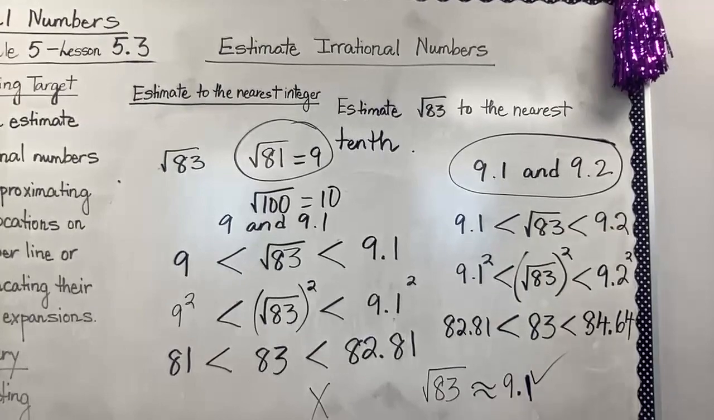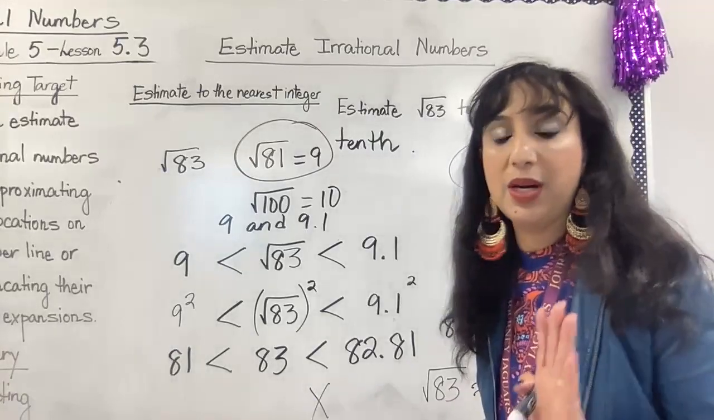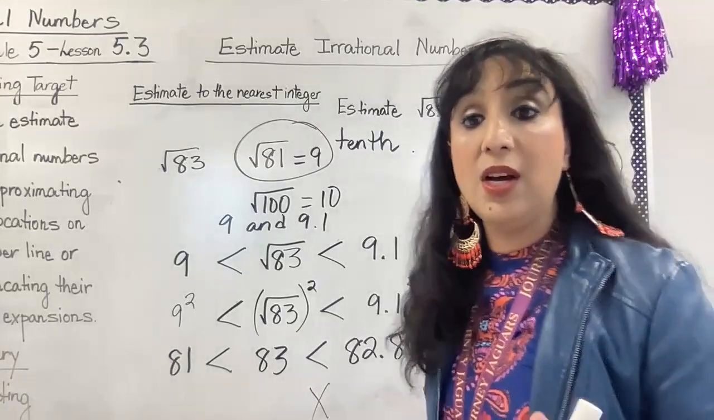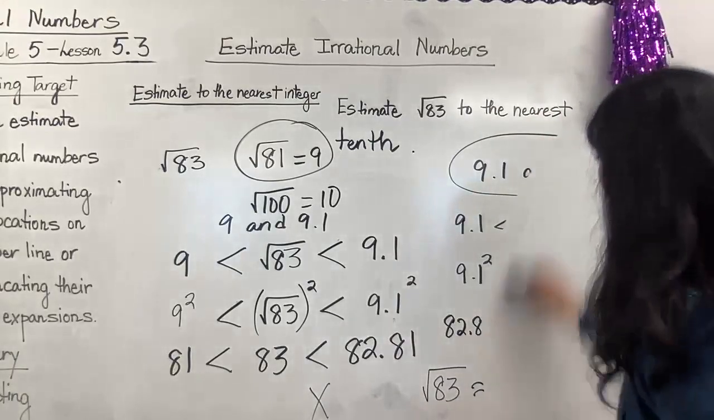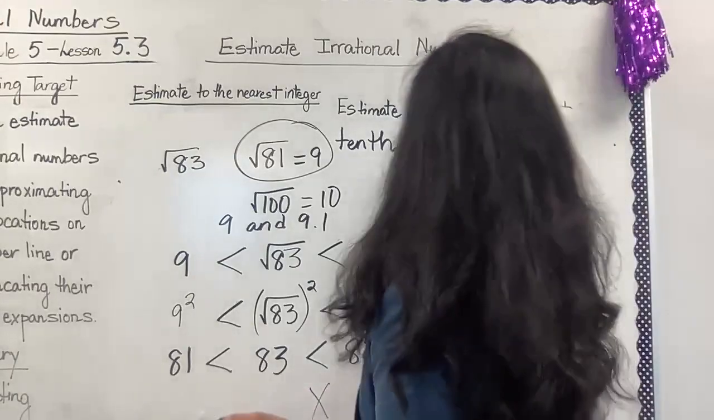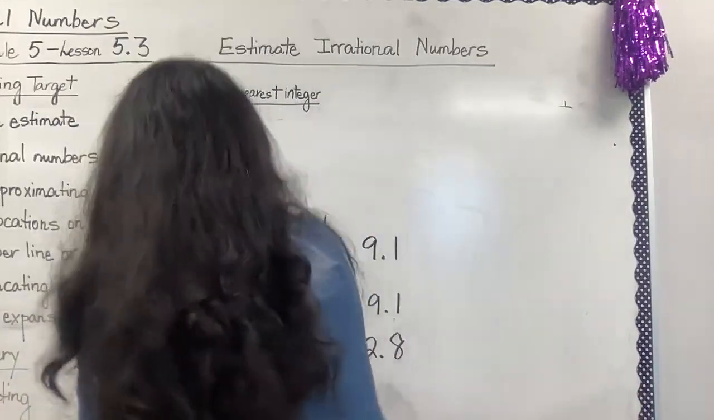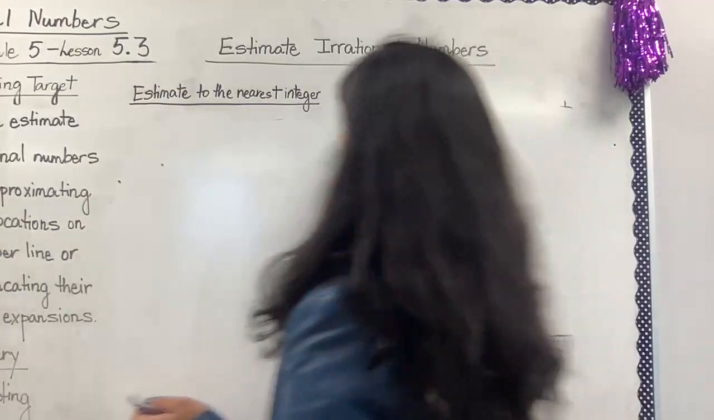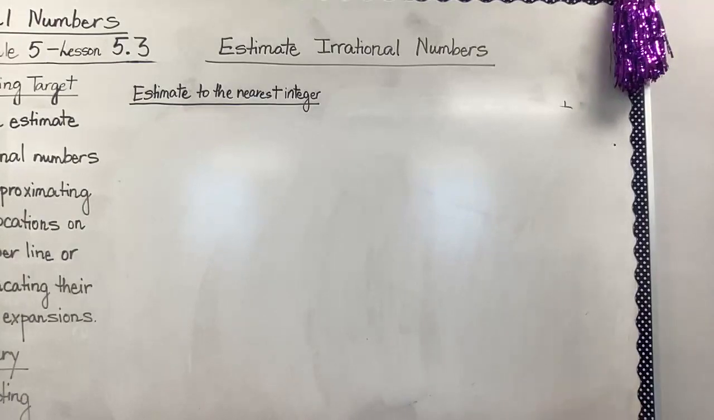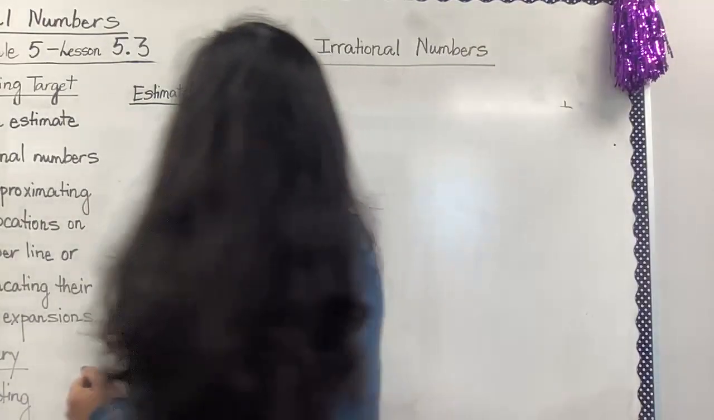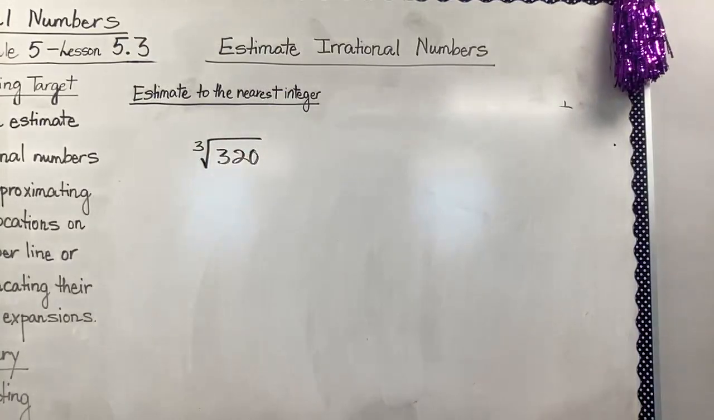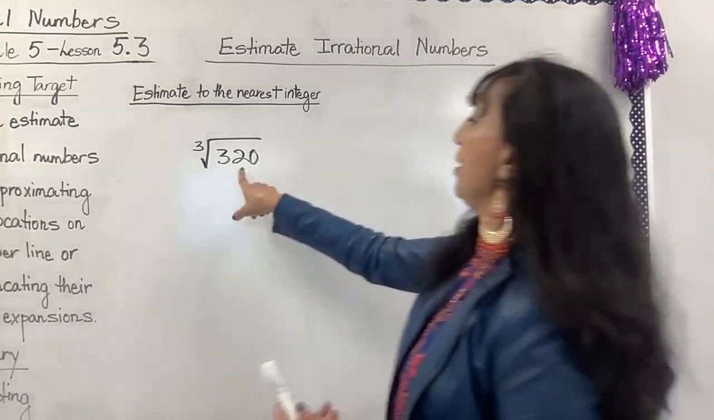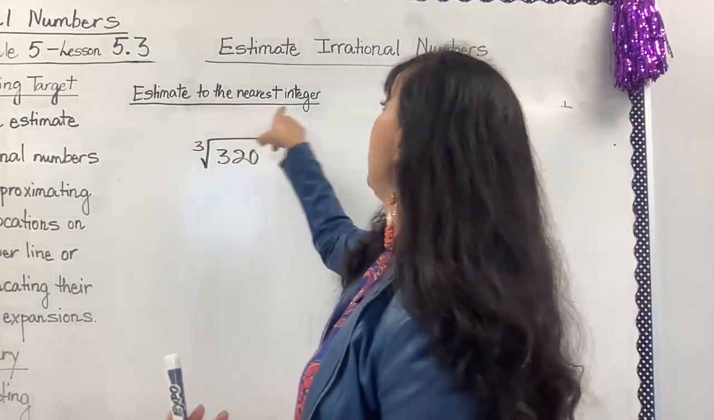All right. Now, let's estimate cube roots to the nearest integer. An integer has to be a whole number. It does not have a fractional or decimal part. So now let's do cube roots. Let's take the cube root of 320, and we are going to estimate the cube root of 320 to the nearest integer.